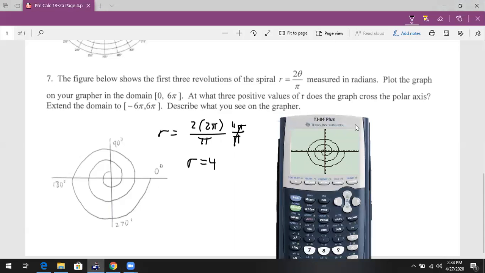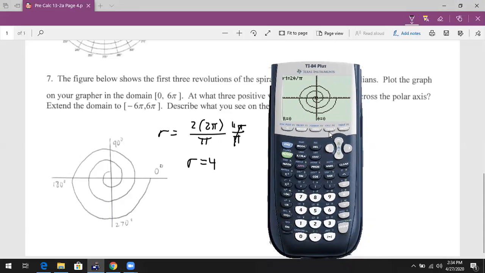Now, if I trace it, you notice you're tracing theta, you're not tracing r. So I'm going to trace 2 pi, and notice r is indeed 4. So every time we wrap it around, we're going to get another positive r. So the next revolution is 2 pi beyond what we already did, or 4 pi. So 4 pi gives us r is 8, and then 2 more pi.